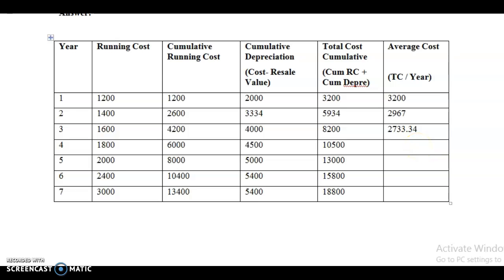Then we get the amount 2,625. Next, for the fifth year, we get the amount 2,600. For the next year, we get the amount 2,633.34.